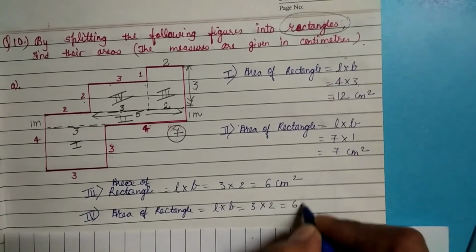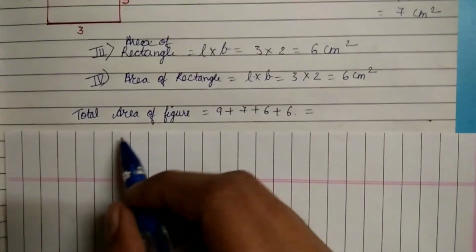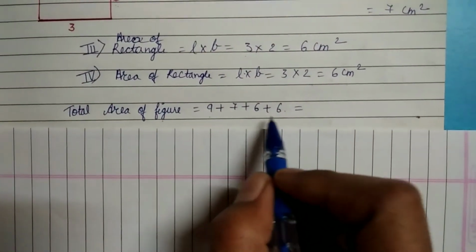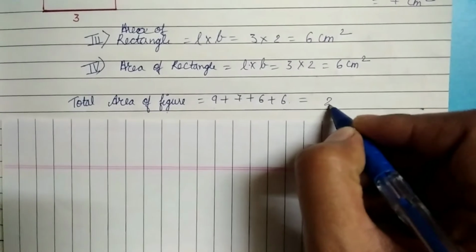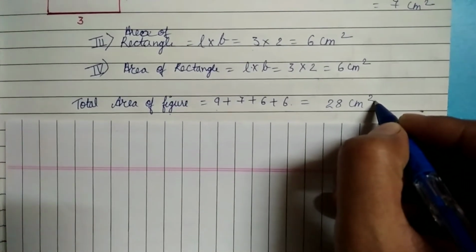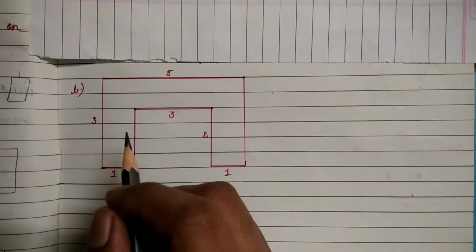3 into 2 is 6 centimeter square. So the total area of the figure is 9 plus 7 plus 6 plus 6, which is 28 centimeter square. Now we will see the next one, B.